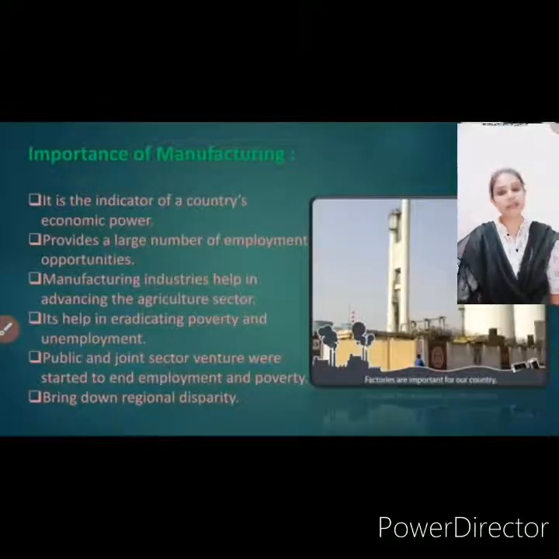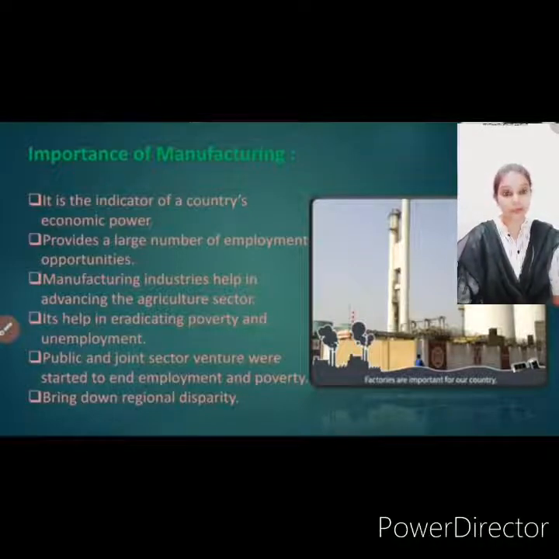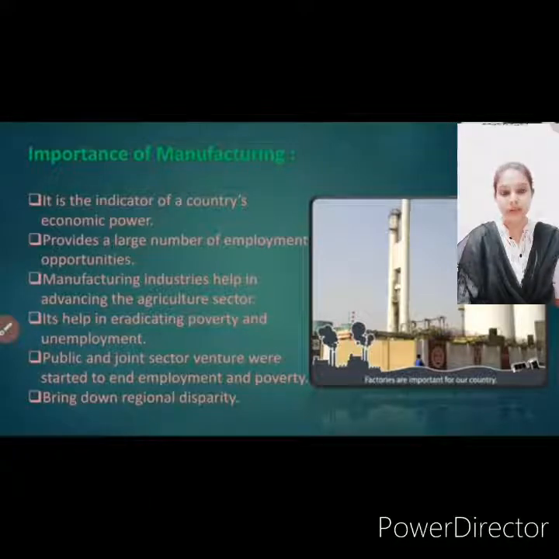Importance of the manufacturing industry. It is the indicator of a country's economic power. It provides a large number of employment opportunities. Manufacturing industries help in advancing the agriculture sector. It helps in eradicating poverty and unemployment.